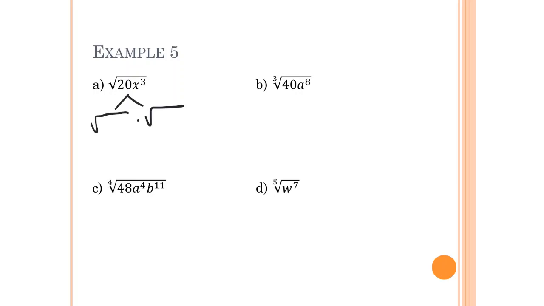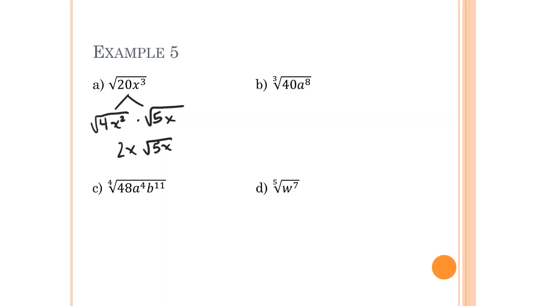I'm going to split 20 into 4 times 5, because I can take the square root of 4, can't take the square root of 5. And then the x to the 3rd, if that were x to the 2nd, I could do it, right? Because 2 divided by 2 is 1. So I can actually split that into x squared times x. X squared times x is x to the 3rd. So if I split it like that, then I can take the square root of 4x squared, that's just 2x, and then leave the square root of 5x.